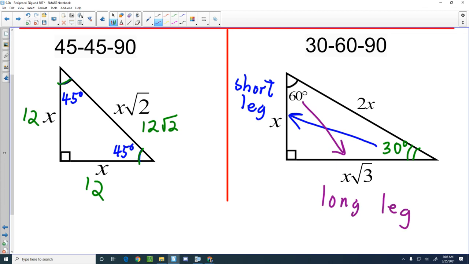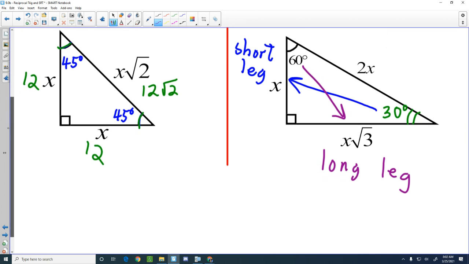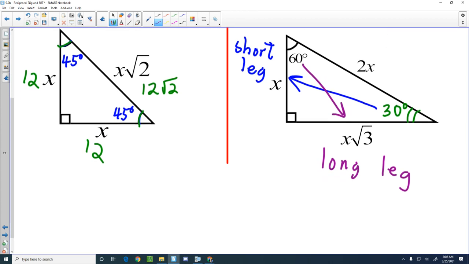Very technical names, I know. Short leg and long leg. And then you still got the hypotenuse as always. So once you have those sides identified, how do these different lengths relate to each other?